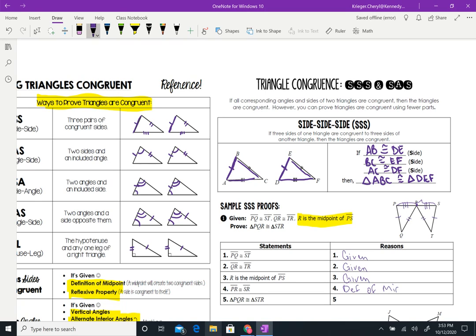Sorry for my bad tablet handwriting, but I guess I have bad handwriting all the time, so you guys are probably used to it. Okay, and we have three sides of one triangle congruent to three sides of another triangle. So that is side, side, side. So we proved those triangles to be congruent using side, side, side.